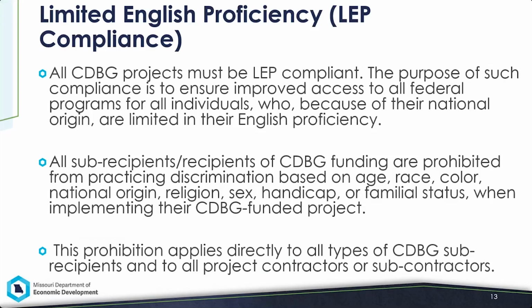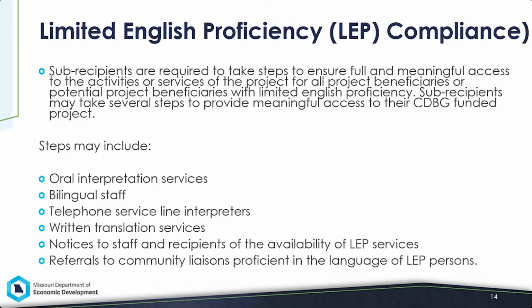Subrecipients are required to take steps to ensure meaningful access to project activities and services for all beneficiaries with limited English proficiency. These steps can include a variety of services such as providing oral interpretation, having bilingual staff available, using telephone interpreters, and often offering written translation services. You can also give notices to staff and recipients about the availability of these services.